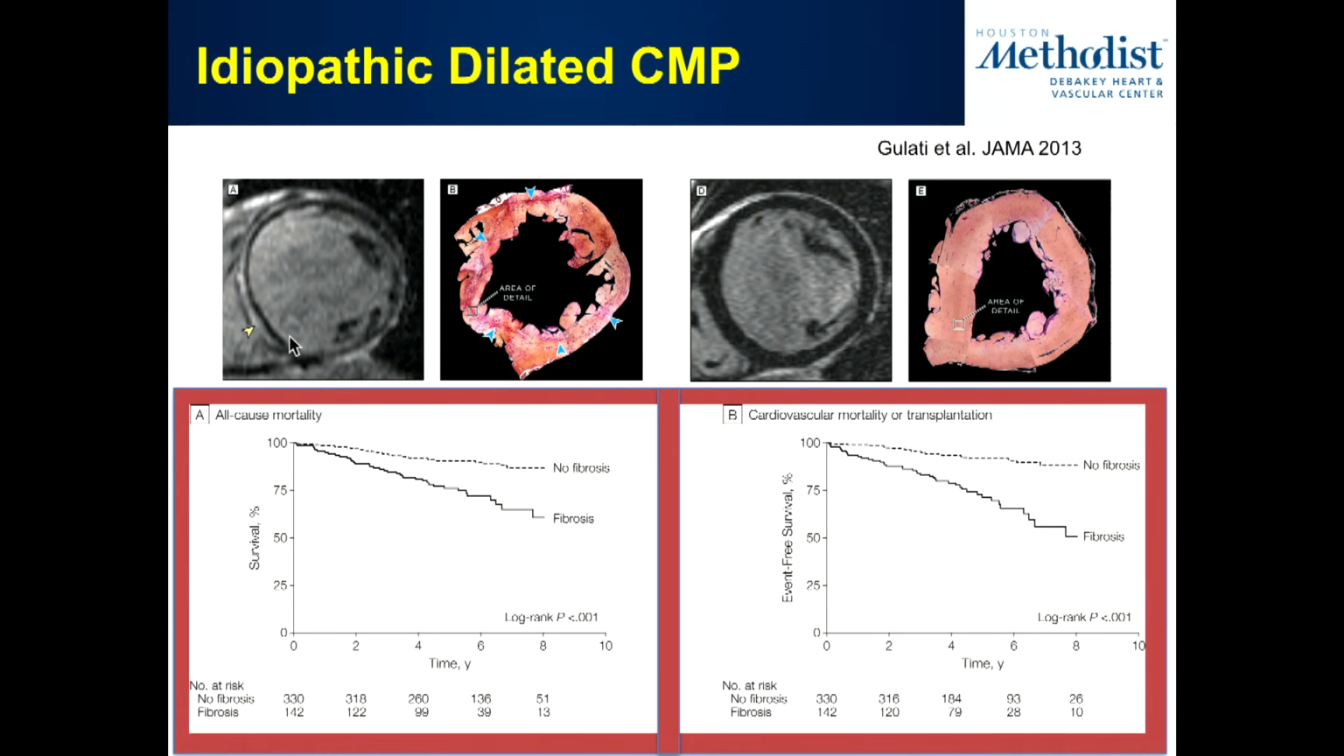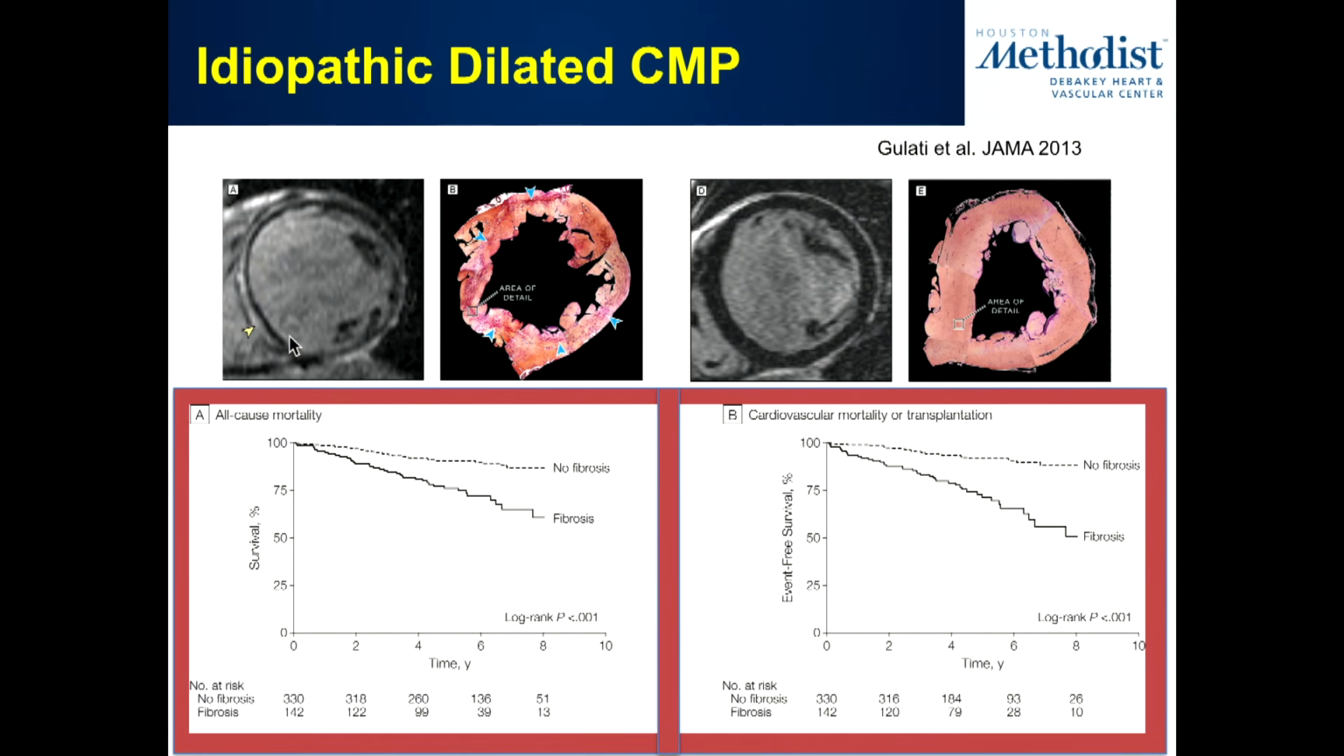But again, the key to this is that you want to see a non-coronary pattern, because we know that even in patients that are thought to have non-ischemic cardiomyopathy, by autopsy studies, about 10 to 15% of them will have evidence of myocardial infarction. So what you're looking for here is evidence of non-coronary patterns of enhancement.